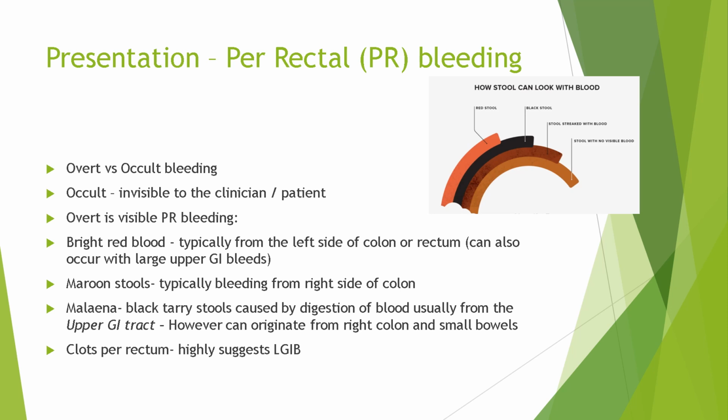Melena is black tarry stools caused by digestion of blood, usually from the upper tract, but it can also originate from the colon and small bowels. If you notice clots in the rectum, then that's probably from the lower GI tract.